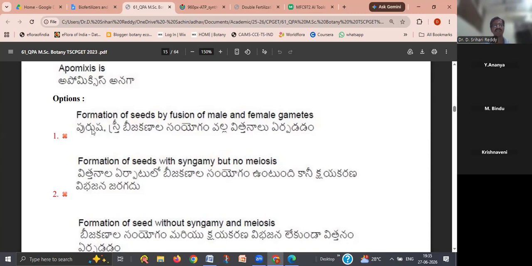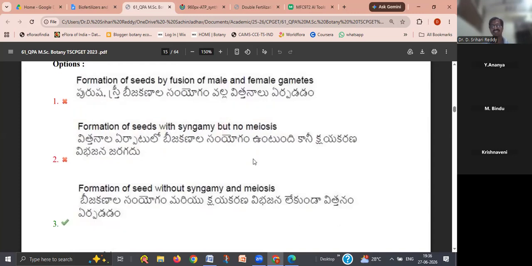So the formation of seeds by fusion of male and female gametes is wrong. That means there is no fertilization at all. If there is fertilization, it is not called apomixis. Formation of seeds with syngamy but not meiosis is also not true, because syngamy involves fertilization. And formation of seed without syngamy and meiosis, that is the right answer.